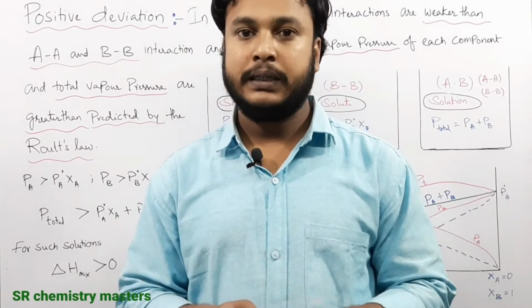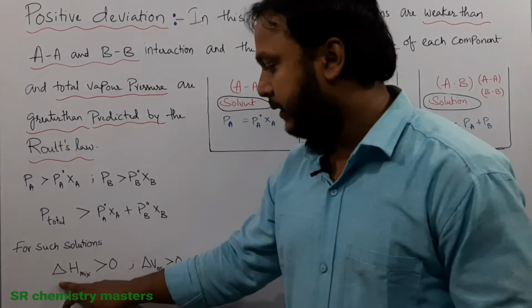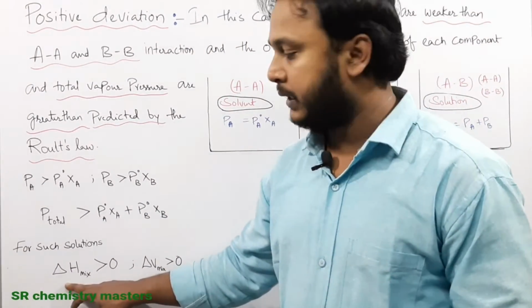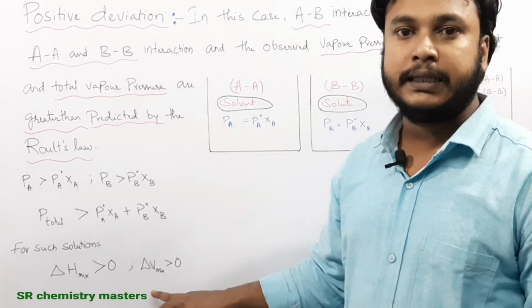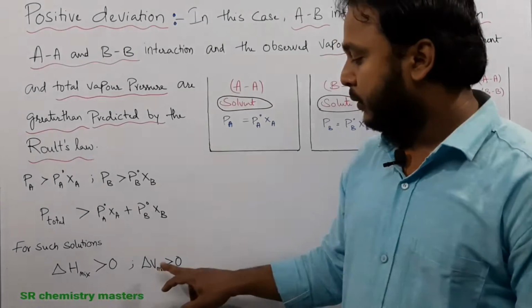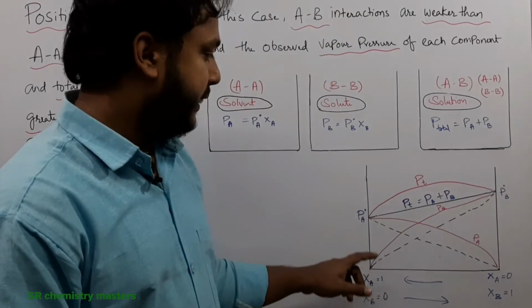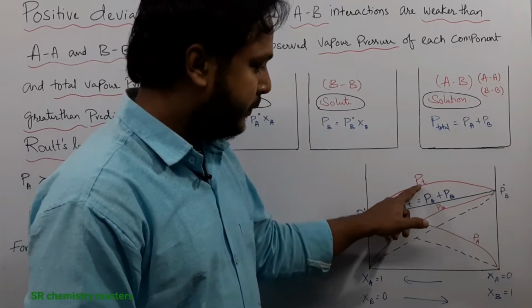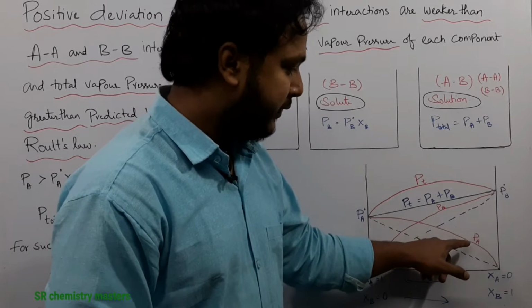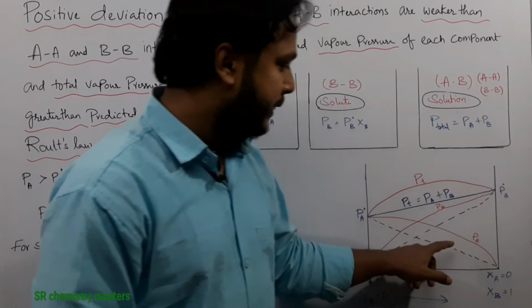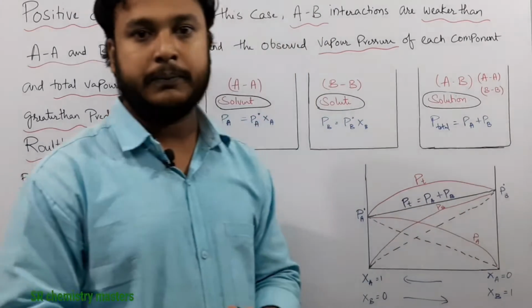And always remember that for non-ideal solutions showing positive deviation, the delta H, that is the change in enthalpy of the mixture, will be greater than 0, and delta V, that is the change in volume, will also be greater than 0. And when it comes to the graph for positive deviation, this is the total vapor pressure value, this is the partial vapor pressure value of the solute, this is the partial vapor pressure value of the solvent, and you can see that all three values are greater than the ideal solution values.